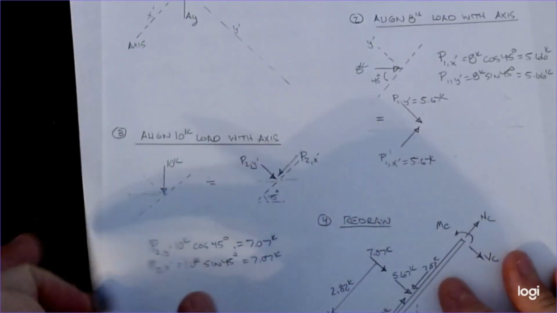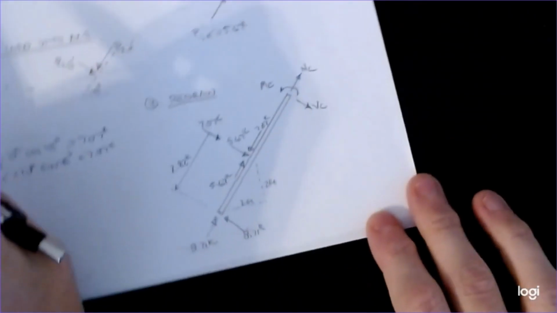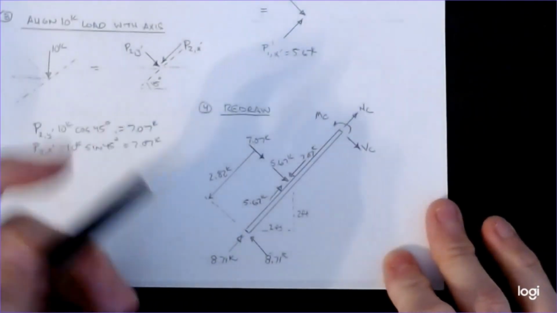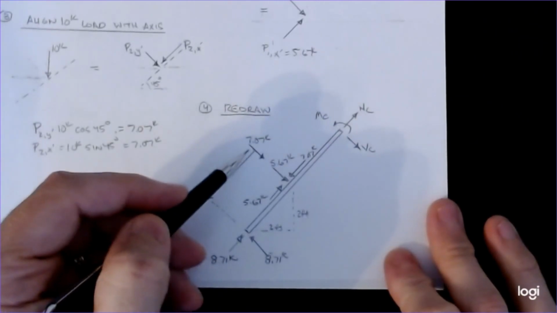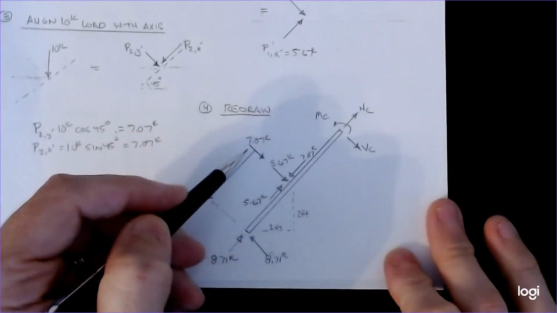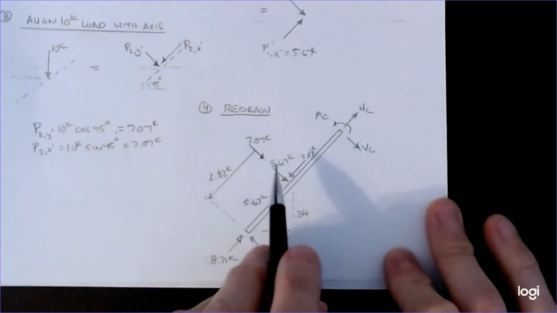All I do now is go back and redraw this picture with the corrected loads on it, and that's the diagram that you see right here. Here's my 8.71 up, 8.71 across. I have the two point loads. One gives 7.07 and the other gives 5.6.